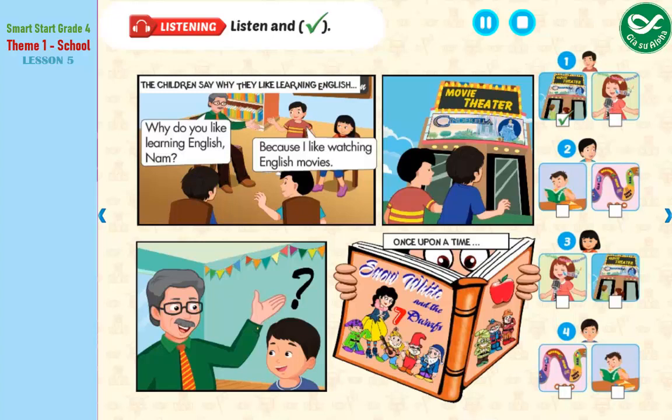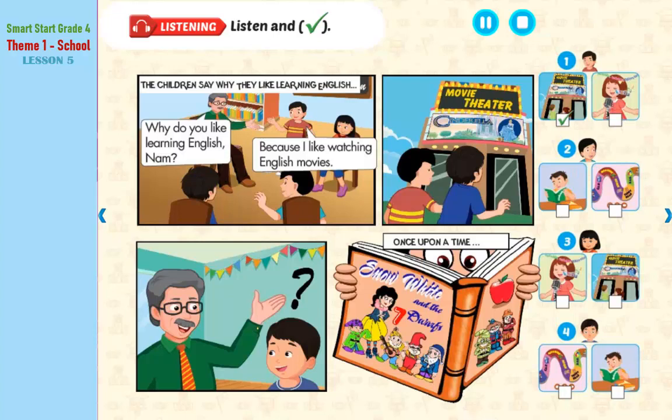1. Okay, children. Why do you like learning English, Nam? I like learning English because I like watching English movies. Good. Can you see the tick? This is an example. Now listen and tick the box.